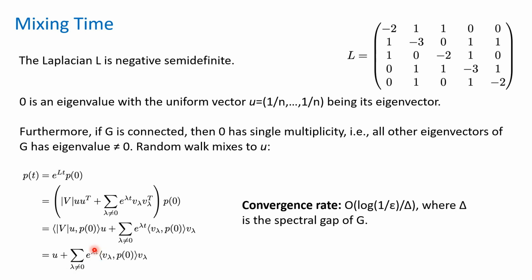To be more precise, as long as you have a spectral gap delta of the graph, that is to say all the eigenvalues other than eigenvalue 0 are smaller than or equal to minus delta, then if you evolve for a time of log 1 over epsilon divided by delta, e to the lambda t is already at most epsilon. The total variation distance between P of t and the uniform distribution u is already going to be at most epsilon. So this is the convergence rate of the classical random walk.